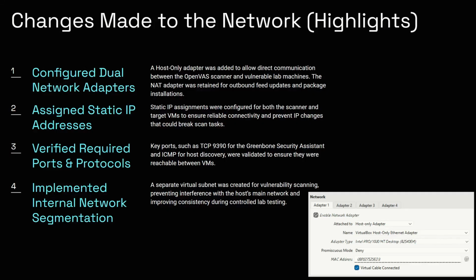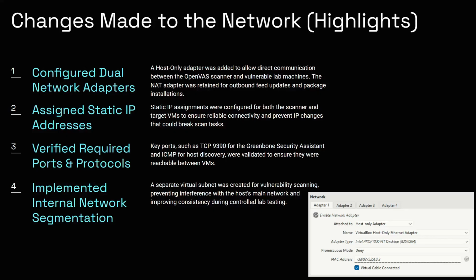Network modifications were just as important as the installation itself. One major highlight was implementing dual network adapters, using NAT for downloading updates and host-only for direct communication with target systems. This solved many of the connectivity issues encountered earlier. Another important improvement involved assigning static IP addresses to both the scanner and target VMs. DHCP was causing IP changes that broke scan profiles, so switching to static addresses ensured consistent connectivity.